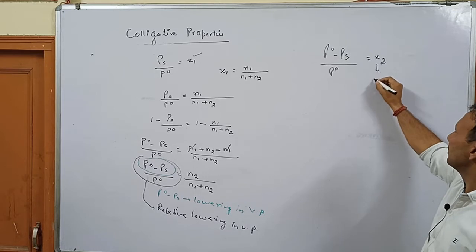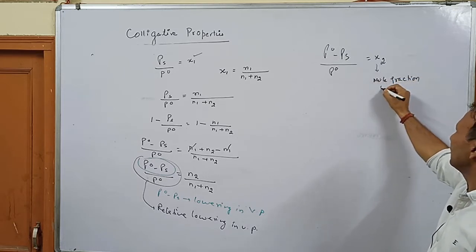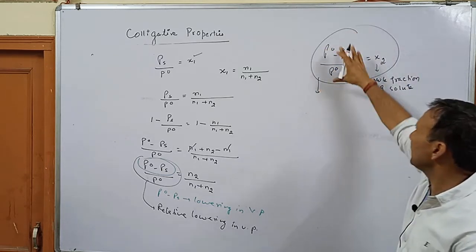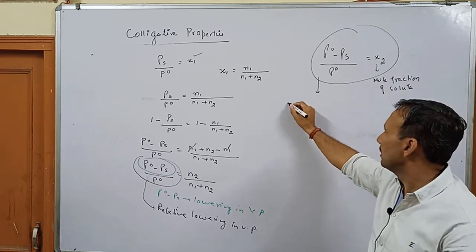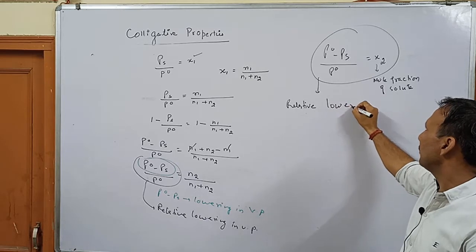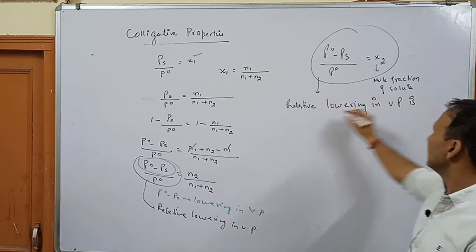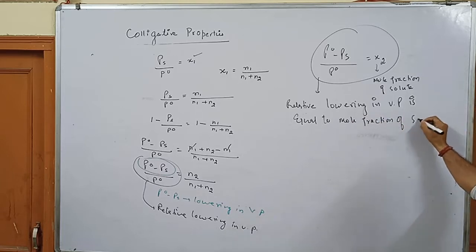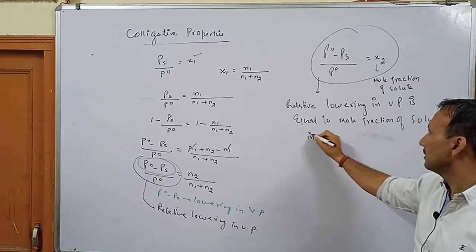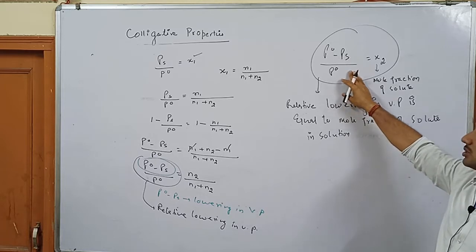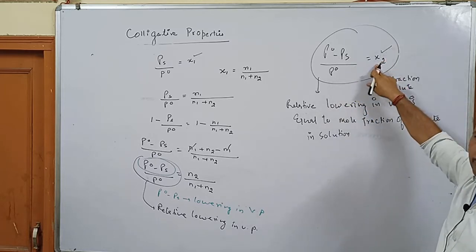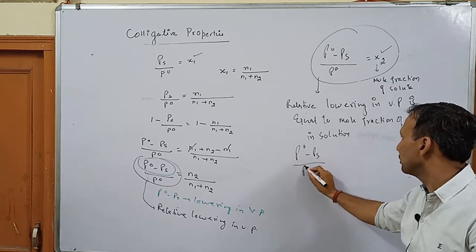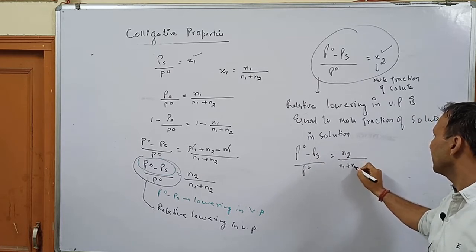And what is X2? This is the mole fraction of solute, and P0 minus Ps over P0 is known as the relative lowering in vapor pressure. So the relative lowering in vapor pressure is equal to the mole fraction of solute, which is non-volatile, in the solution. So this formula can be used for calculation of the mole fraction of solid solute in the liquid solution. And X2, the mole fraction of solute, is equal to N2 over N1 plus N2.